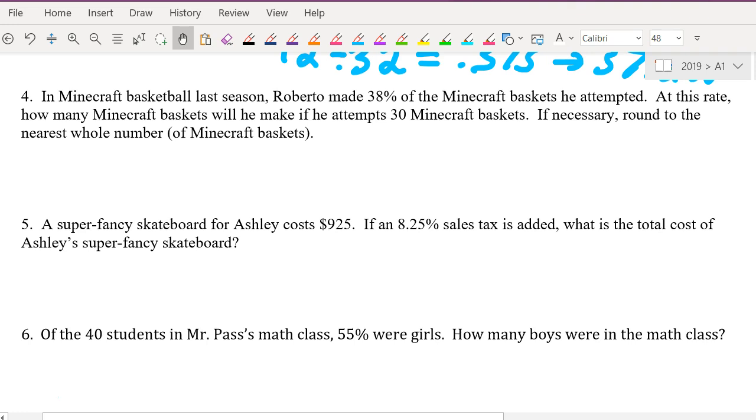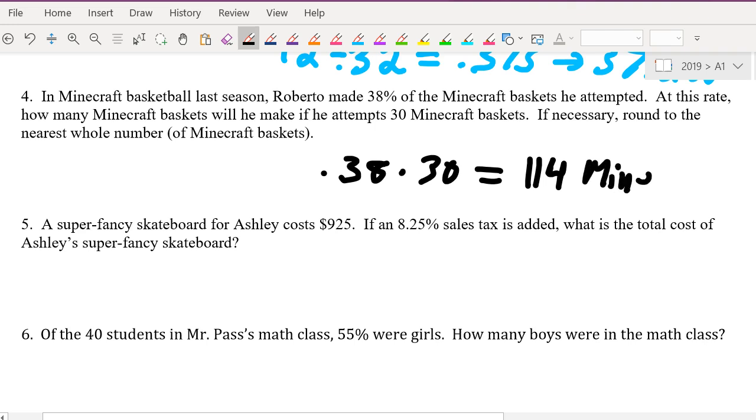What are we finding? How many baskets he needs to take? Are we finding one number, the percentage from one number to another? No. Are we finding the percentage of a number? Yes, we're finding 38% of 30. If he attempts 30 and has the same rate, what will it be? It's easy. 0.38 times 30. Done. If you did the longer way with proportions, fine, show me your work. He would have made 11.4 Minecraft baskets. Oh, you're right, round. So it would be 11 Minecraft baskets. Silly me, I didn't round.